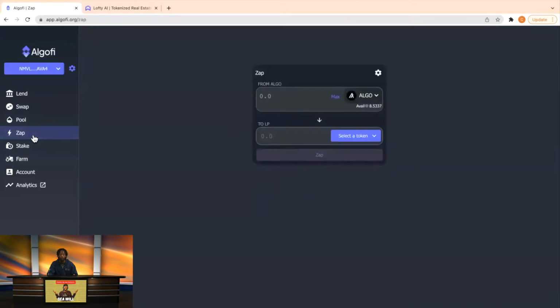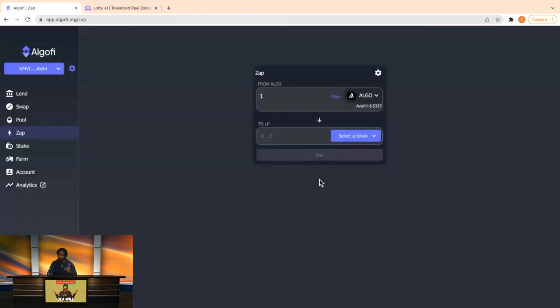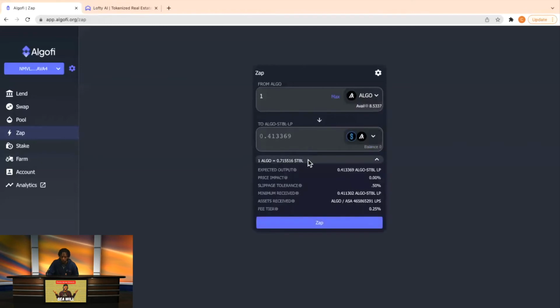We're gonna go to Zap. We're gonna zap one algo into the algo stable LP. And zapping means it's essentially the smart contracts are taking your algos and you're buying the other token. So it's splitting it in half for you and adding liquidity for you. Makes everything easier.